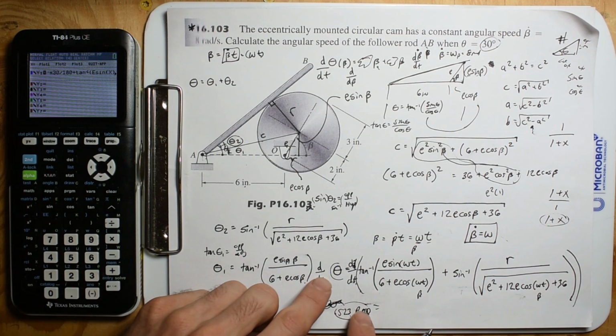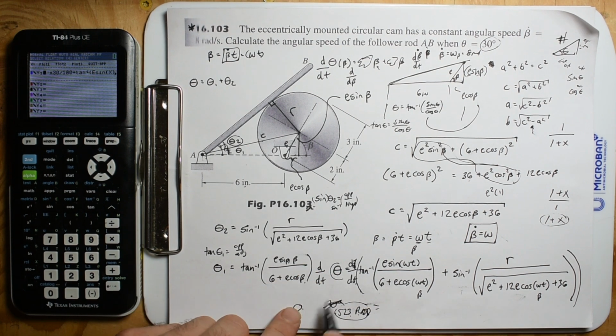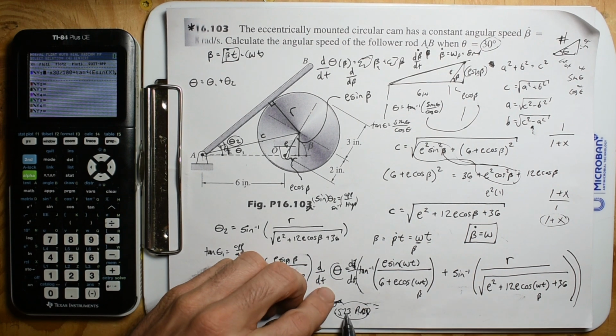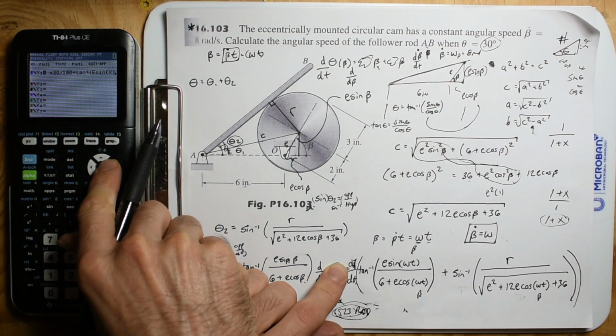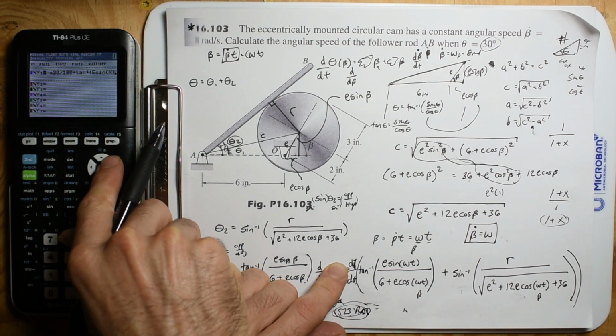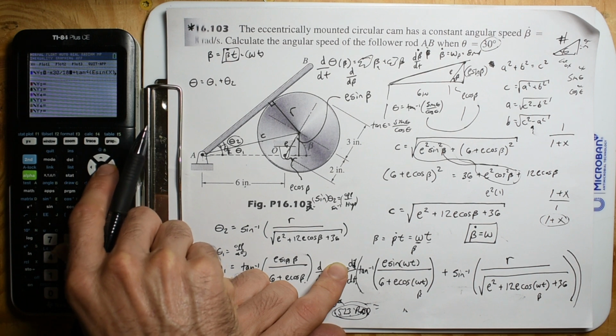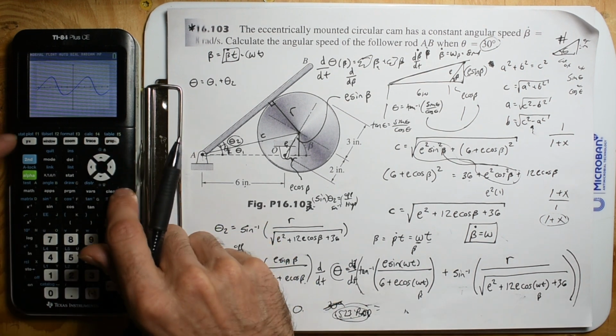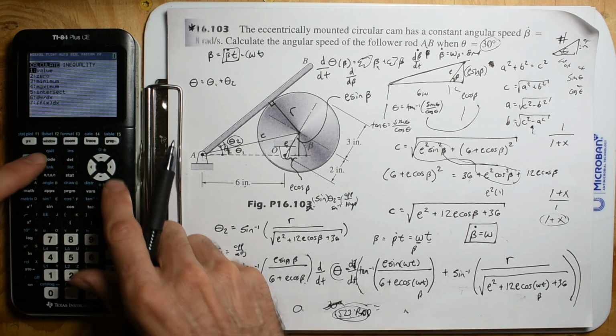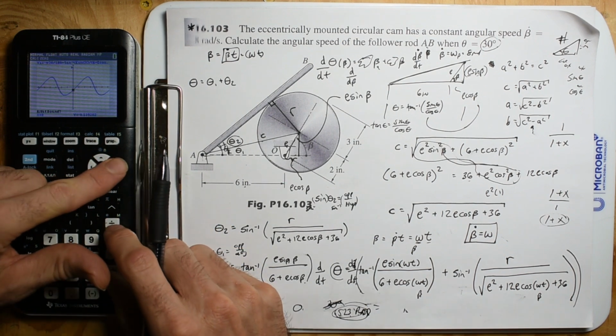So what I did is I set this side equal to 0.523 radians, and then moved it over to the other side. So we have negative pi times 30 divided by 180. That's 0.5 radians. And then add this and this. And then we graph it, and then we can solve for the 0 value.